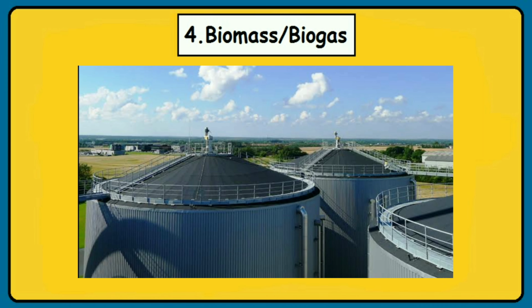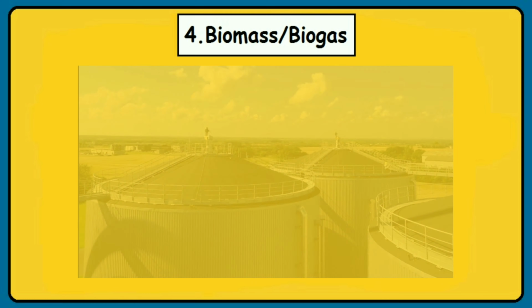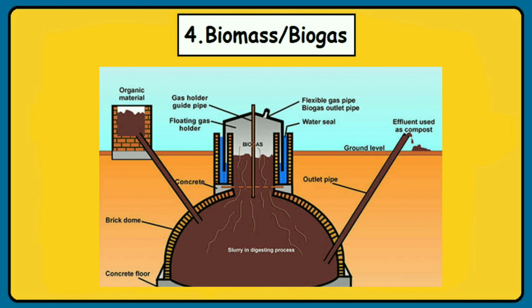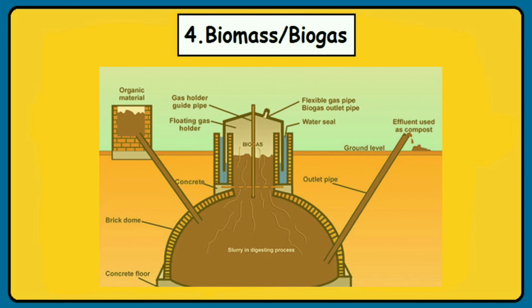Next is biomass. The biogas CH4 is produced due to the decomposition of cattle dung and other bio-waste in the absence of oxygen. CH4 is then used as fuel in vehicles and other places. The slurry which is left behind is used by the farmers as manure for fertilization purposes.